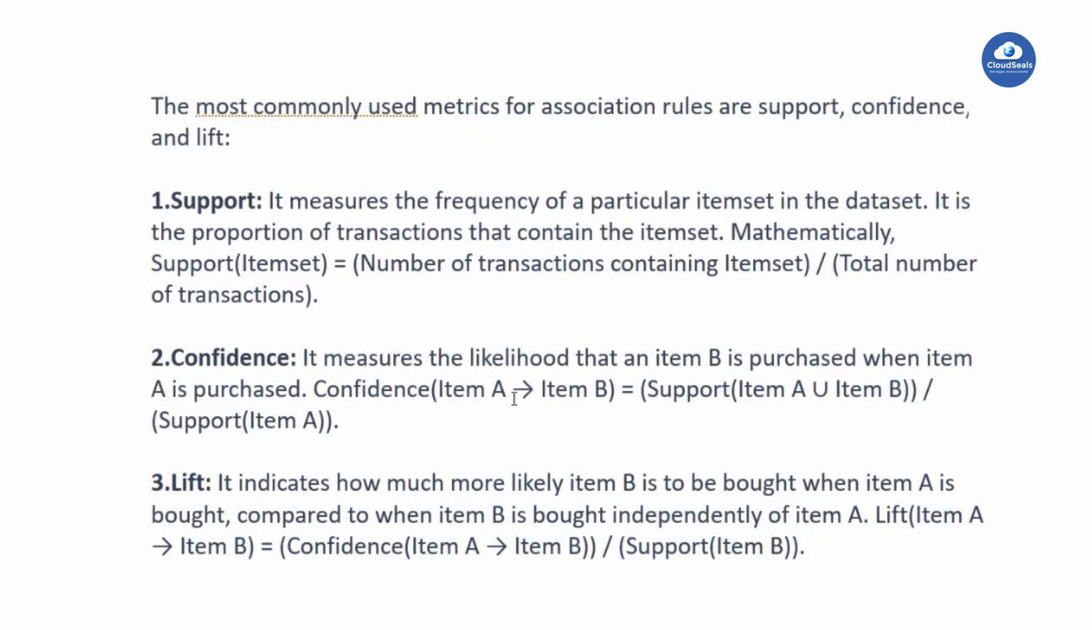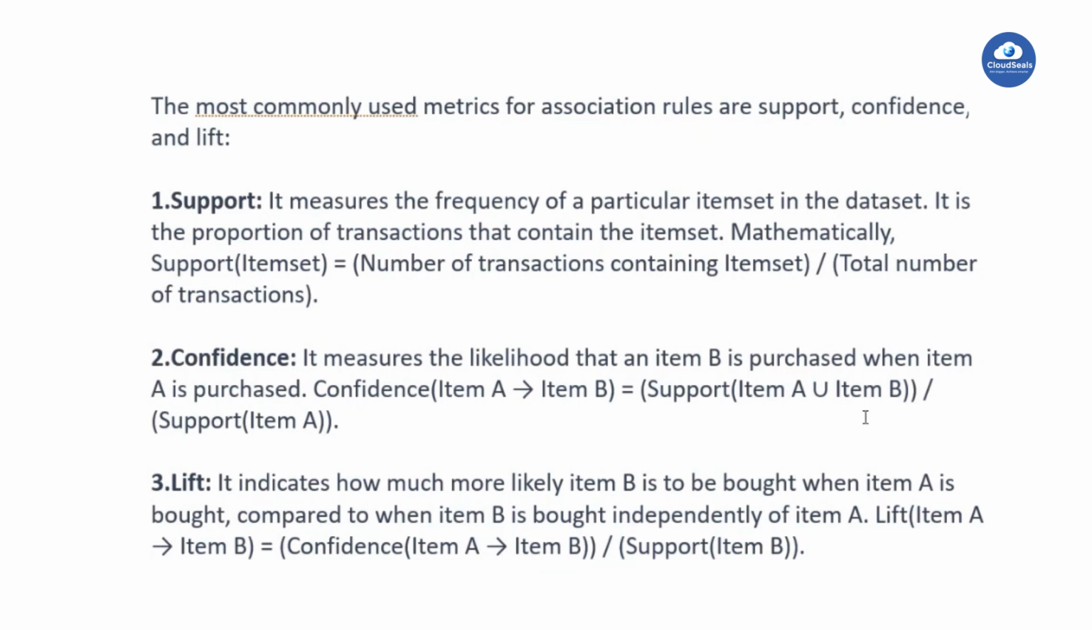Confidence of item A to item B, for the condition B given A, is the probability of A and B divided by the probability of A. That is the formula we are applying here: support of items A and B by support of item A. That means out of how many times A happens, how many times A and B both happen.